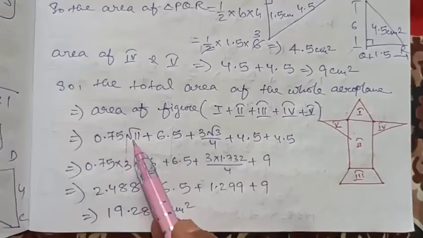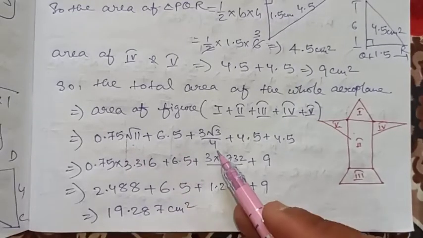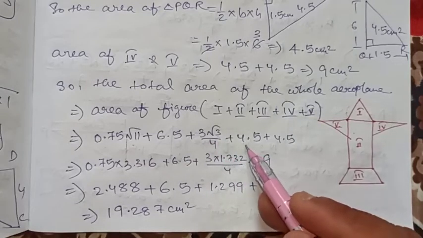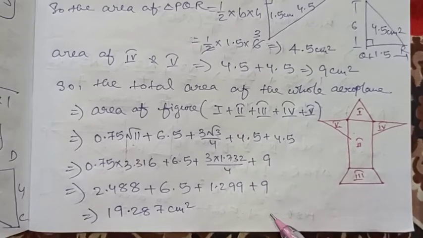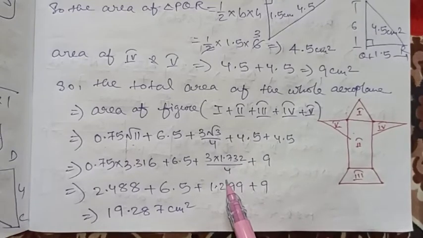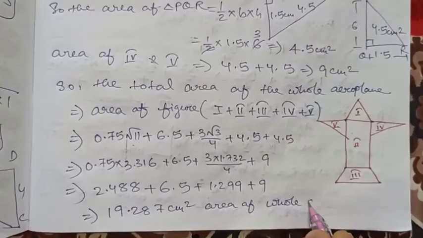Okay, now we will substitute the value of root 11 here, that is 3.316, 6.5 as it is, 3 into root 3 value is 1.732 divided by 4, plus 4.5 plus 4.5 is 9. Okay, now after multiplying this we will get 2.488 approximately. Okay, plus 6.5 plus these two, when we will multiply and we will divide by 4, the value will be 1.299 plus 9. By adding everything we will get the area of whole aeroplane.